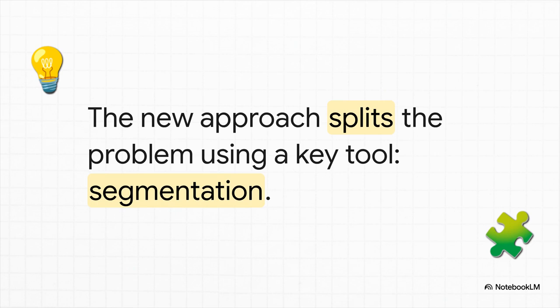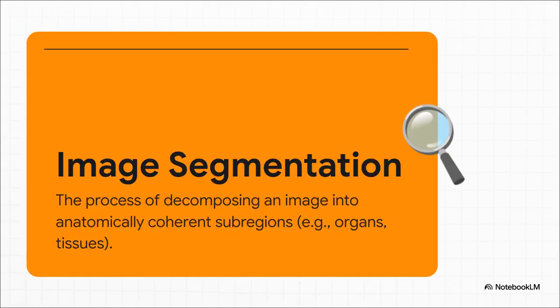And the tool that lets us do the dividing is something that AI has gotten ridiculously good at over the last few years: image segmentation. So what's segmentation? It's basically like a high-tech coloring book for doctors. It's where an AI goes into a scan and perfectly traces the outline of the heart, the liver, the kidneys, and so on. It turns that gray, messy image into a clean map of all the different anatomical parts. And those parts, they become our puzzle pieces.